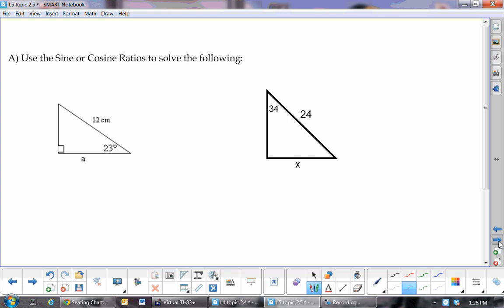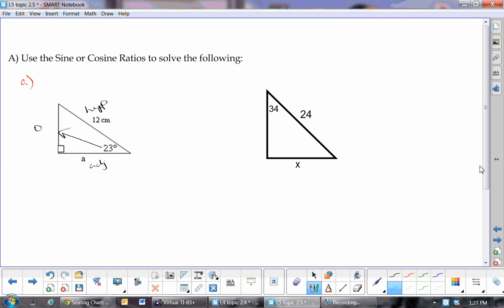Okay, we're going to do two of these, and then you're good to go. We're going to do A and D. First of all, let's label our triangle. The A would be adjacent. The 12 would be hypotenuse. And the side that we don't care about is opposite. It's important to say it that way because it has nothing to do with this question.